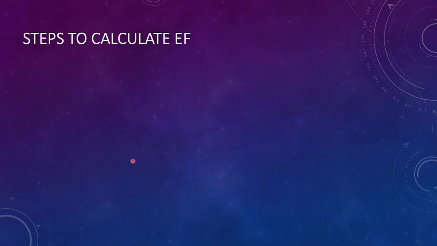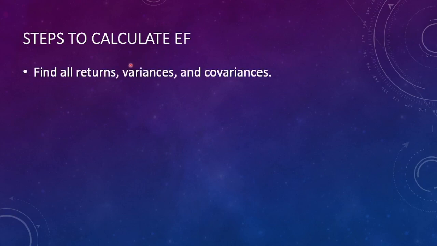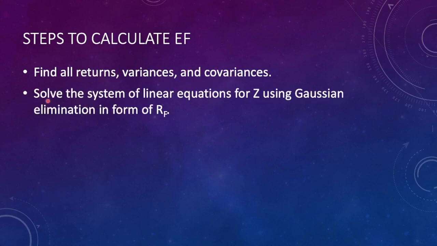Okay, so let me reiterate the process again. A bit complicated, but not that complicated, right? So again, these are our inputs: returns, variances, and covariances. What we are going to do is solve this entire system of linear equations for Z using Gaussian elimination in terms of RF. Previously we solved for Z for the exact numerical answers, but now we are going to solve for Z, which are basically going to be linear equations in form of RF.